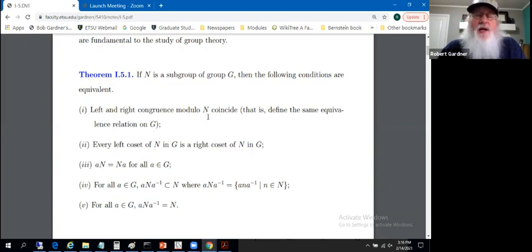First, left and right congruence modulo N coincide. They define the same equivalence relation on group G. That's equivalent to every left coset of N in G is a right coset of N in G. In turn, equivalent to left coset aN equals right coset Na for all a in group G. Fourthly, for all a in G, the set aNa inverse is a subset of subgroup N, where by aNa inverse, we mean the obvious kind of thing. That's the set of all elements of the form ana inverse, where we let that little n value range across all of set N, or all of subgroup N. And fifthly, for all a in G, aNa inverse equals N.